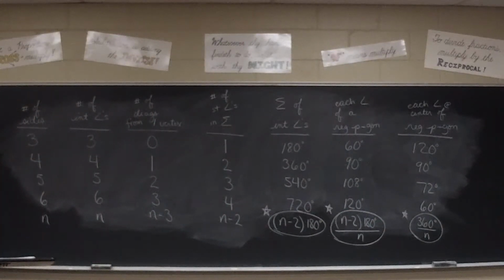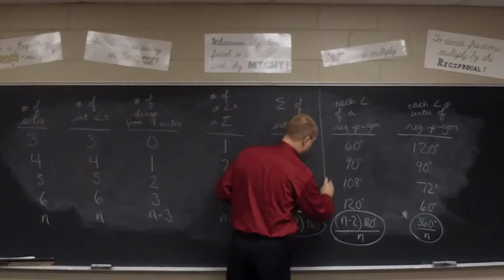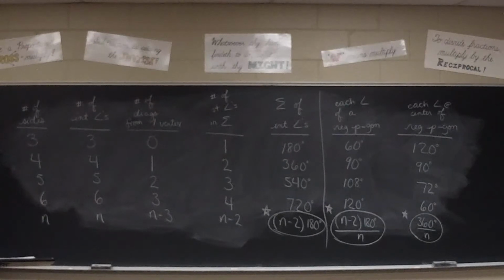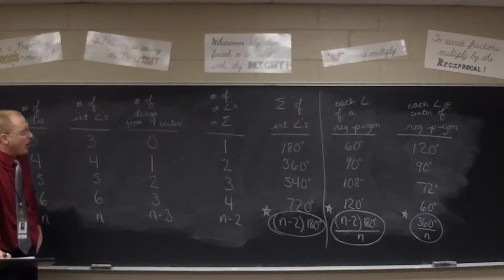Now, I want to make an observation here. I want to lock in on these last 2 columns. I want you to look at the numbers side by side. 60-degree angle, 120-degree angle at center. 90-degree angle, 90-degree angle at center. 108-degree angle, 72-degree angle at center. 120-degree angle, 60-degree angle at center. Any thoughts on the relationship between the numbers in those columns?